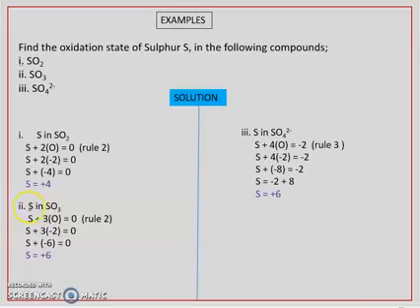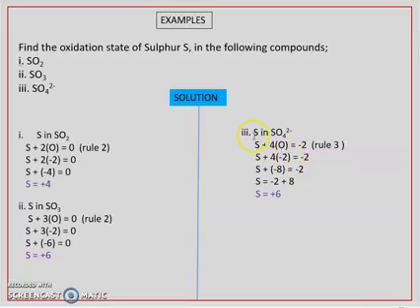Then the second question says the oxidation state or number of sulfur in SO3. Here we have 3 oxygen. So S plus 3 oxygen will give you 0. Remember rule 2, because this is a compound, the total will give you 0. So S, which is sulfur, plus 3 times the oxidation state of oxygen, which is always minus 2, then this will be minus 2 times 3 equals 0. This will give you S equals plus 6. So the oxidation state of sulfur here is plus 6.